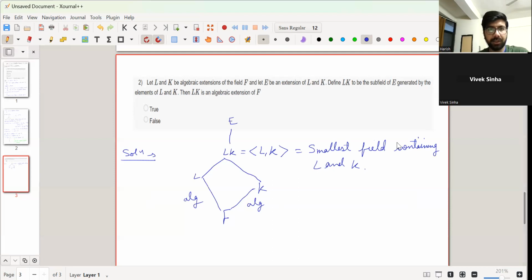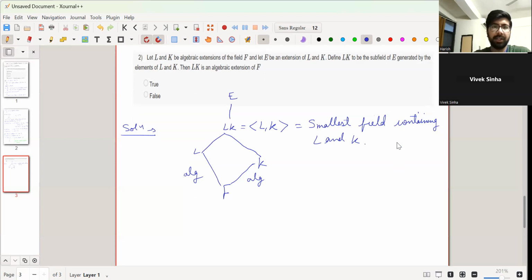So that is the tower. You have L and K as algebraic extensions of F, and then E is an extension of L and K. So here E is an extension of L and K, and LK is a subfield of E generated by the elements of L and K. Okay, so then the question is whether LK is an algebraic extension of F.